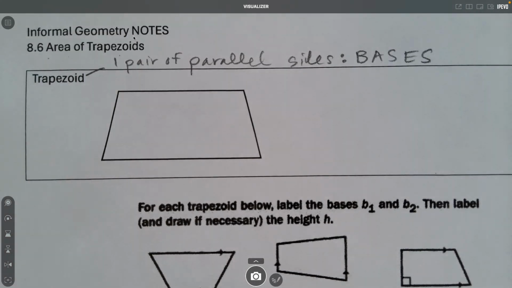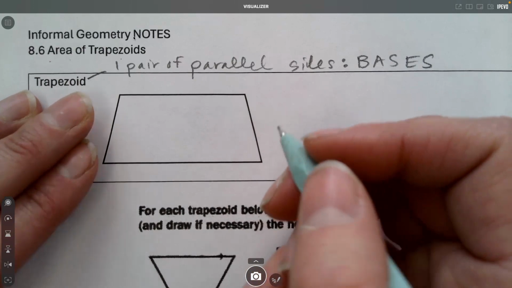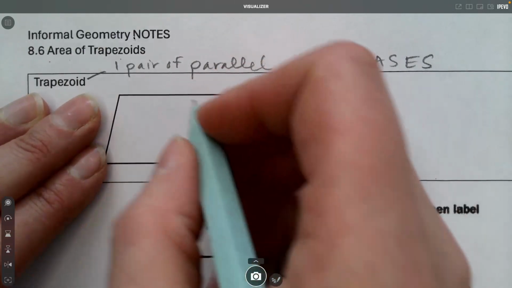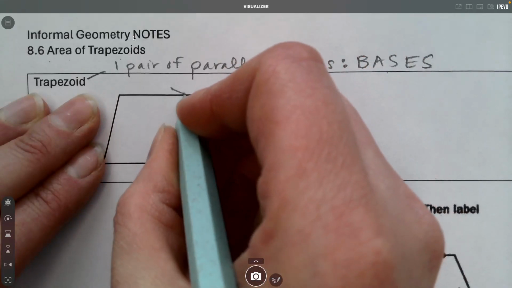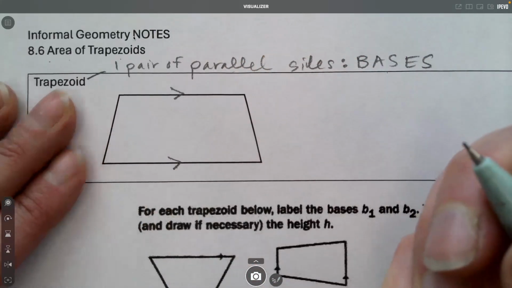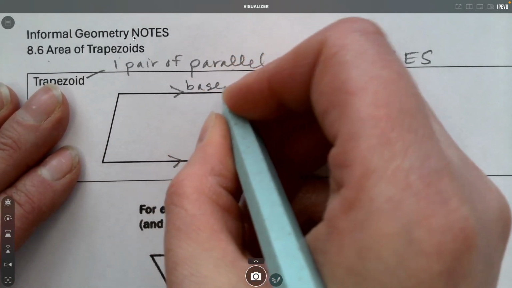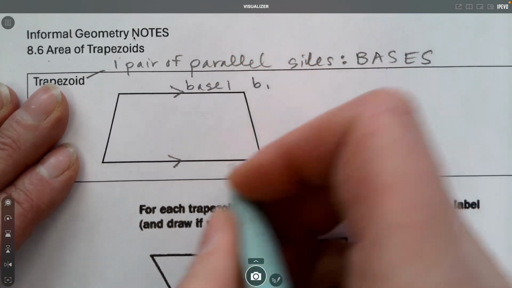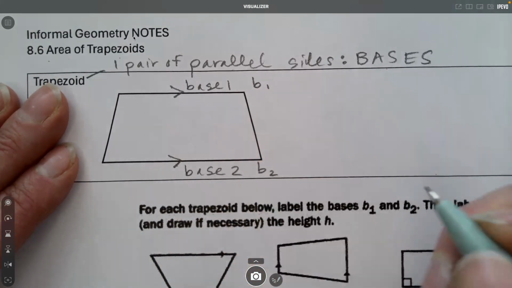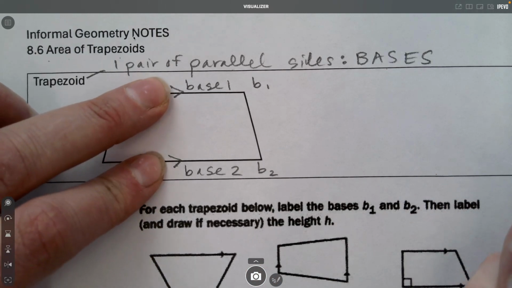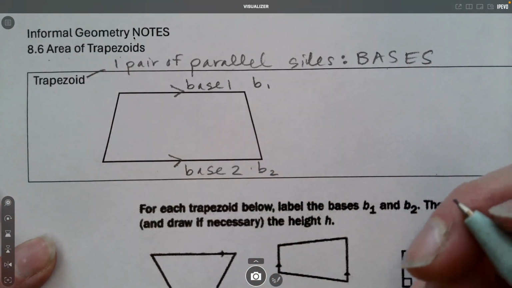So you can tell on this particular trapezoid, I just did parallelogram notes, so the word's in my brain now. So we have one pair of parallel sides, which are our bases. On this particular trapezoid, you can tell that these are my parallel sides, so those are going to be my bases. This is going to be base 1, and so we're going to call it B sub 1. The second one we'll call base 2 or B sub 2. It doesn't matter if you swap these. I could call this one base 1 and this one base 2. It doesn't matter, but these are our two bases.